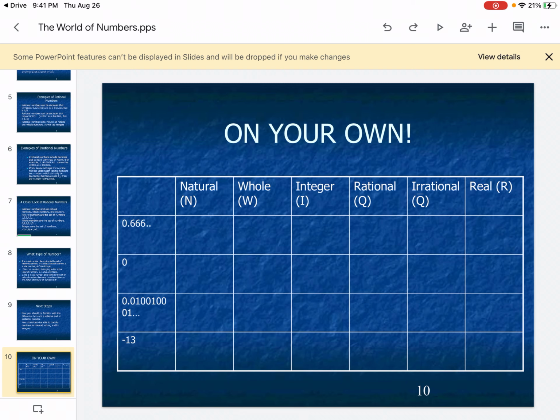0. So 0 is a tricky one. Okay, it's real. It is rational. It'd be 0/1, which is 0. So it's not irrational. It's rational. Is it an integer? Is it a natural number? Is it a whole number?